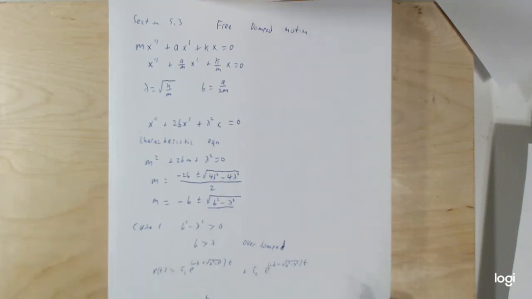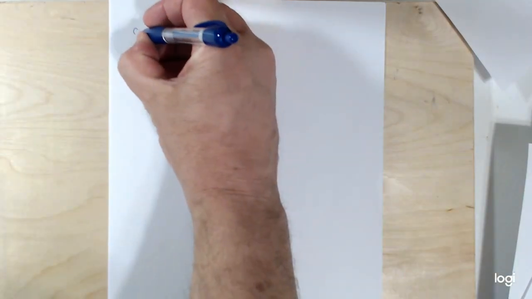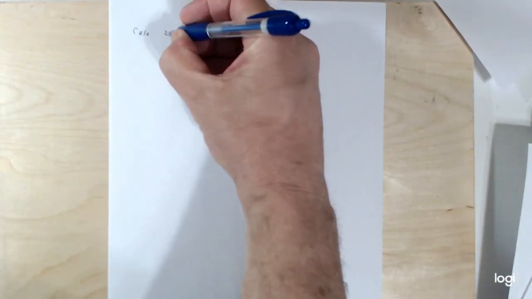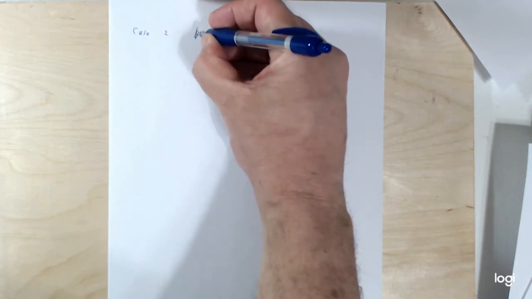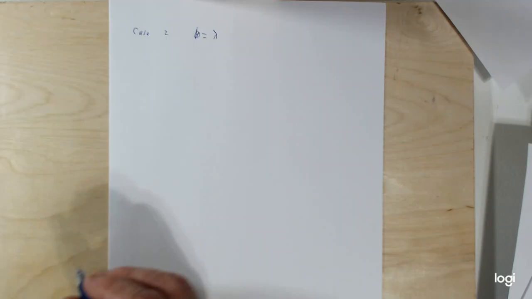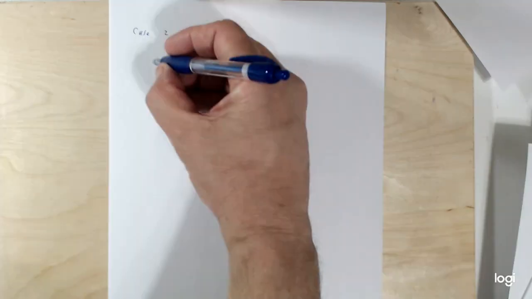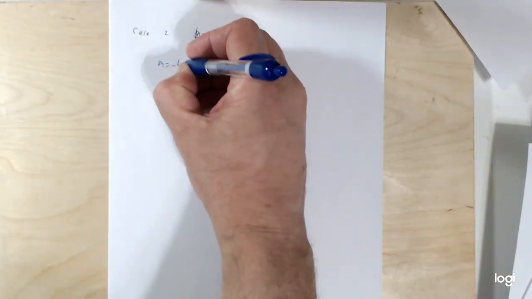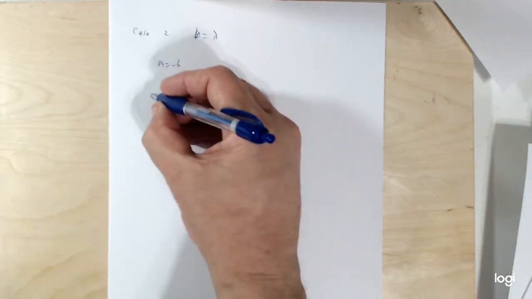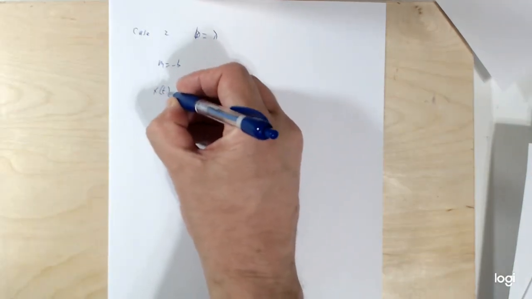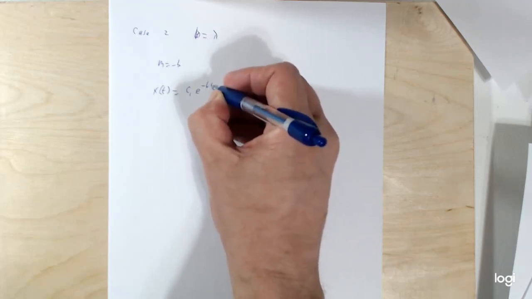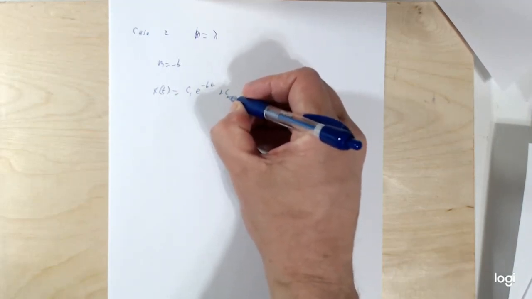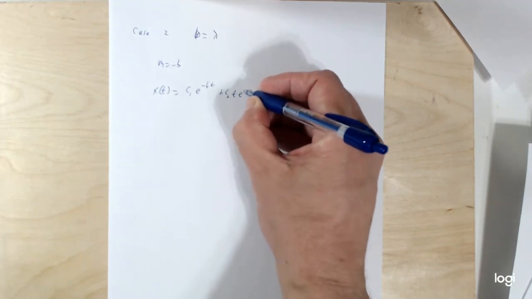Okay, the next case is where b equals lambda. Sorry, lowercase b there. Well, in this case, we have a double root of m equals negative b. So we get x of t equals c1 e to the minus bt plus c2 t e to the minus bt.